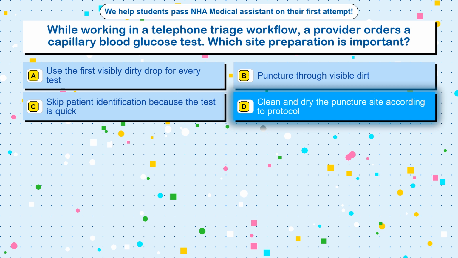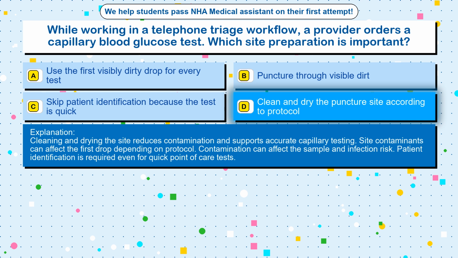Clean and dry the puncture site according to protocol. Cleaning and drying the site reduces contamination and supports accurate capillary testing. Site contaminants can affect the first drop depending on protocol. Contamination can affect the sample and infection risk. Patient identification is required even for quick point-of-care tests.